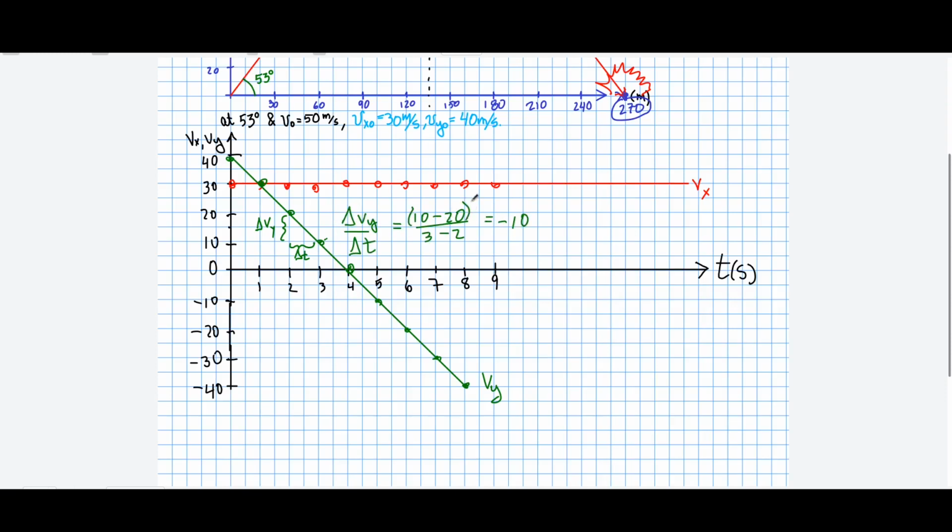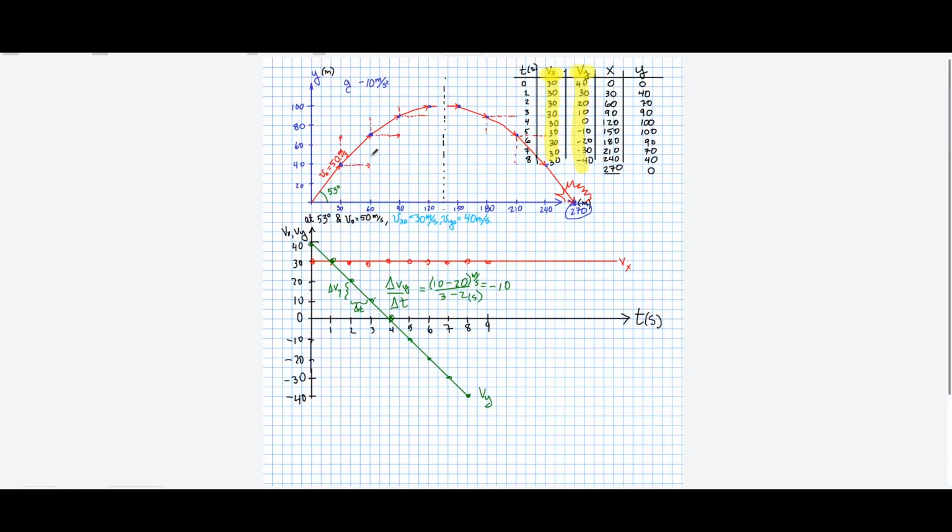What are the units of this slope if my vertical axis is meters per second and my horizontal axis is seconds? In the next video, we'll see how to replicate this kind of simulation using a spreadsheet.